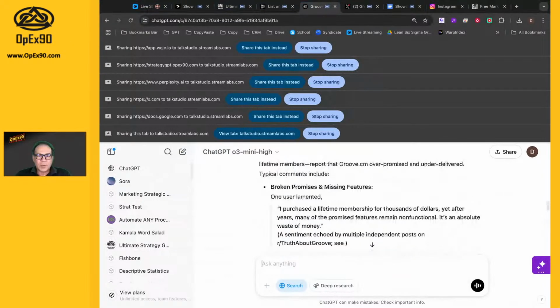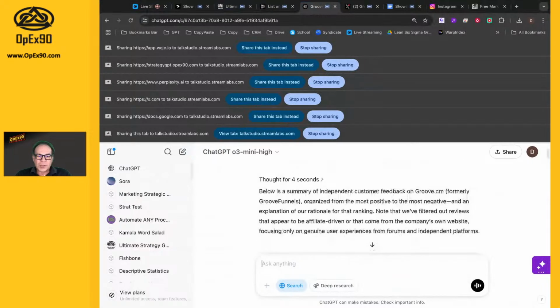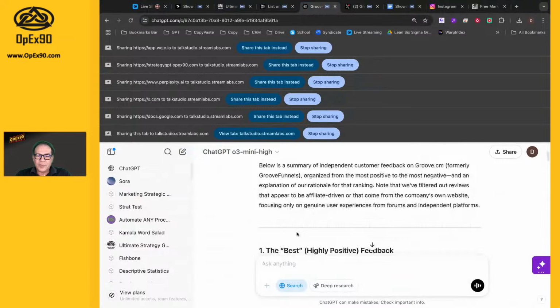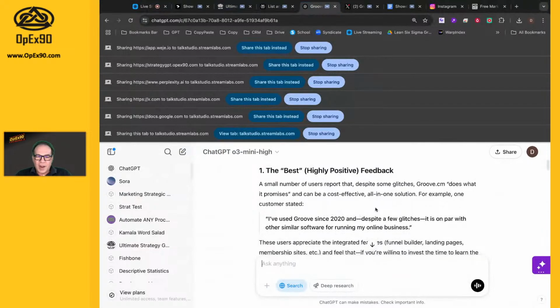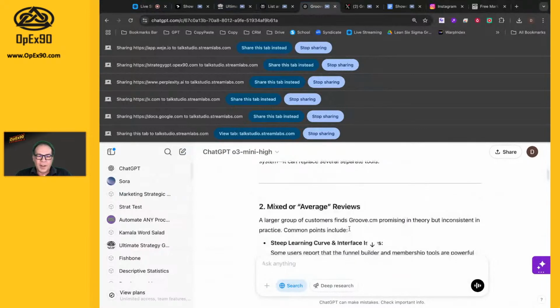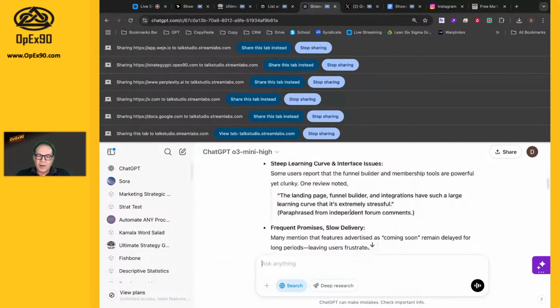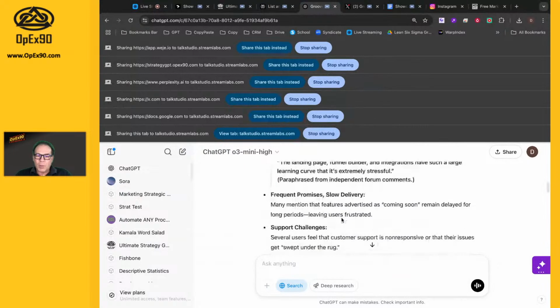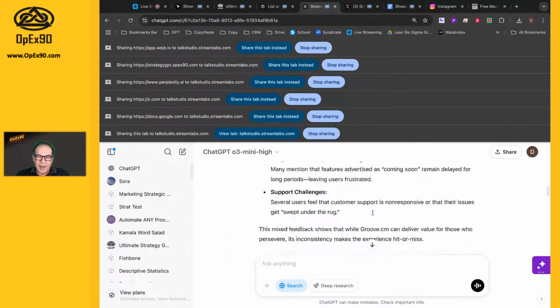So let's take a look at what it came up with. The question was about Groove, a summary of Groove and some feedback. It has some great reviews. It says here, high positive feedback: a small number of users report that, despite some glitches, Groove does what it promises and can be cost effective. Mixed or average reviews: a larger group finds that Groove's promising in theory but inconsistent in practice. Steep learning curve, frequent promises and slow delivery. Many mention that features advertised as coming soon remain delayed, and support challenges.